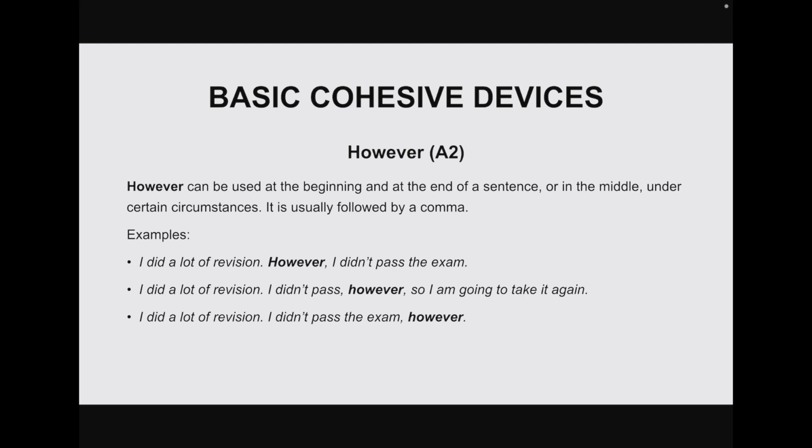Here is another basic cohesive device. However. This time we are speaking about an A2 level word. However can be used at the beginning and at the end of a sentence or in the middle under certain circumstances. It is usually followed by a comma. Let's have a look at the examples.